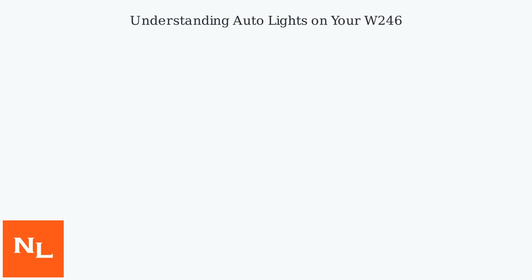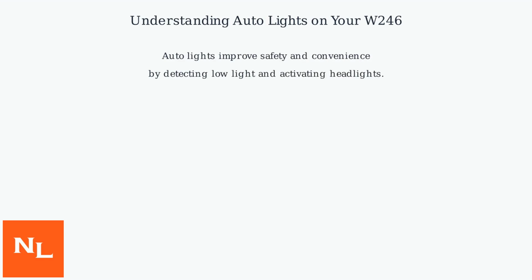Automatic headlights, or auto lights, use a light sensor to automatically turn on your low-beam headlights in low-light conditions. This feature is standard or optional on Mercedes-Benz W246, the B-Class models from 2011 to 2018. Auto lights improve safety and convenience by detecting low light and activating headlights.